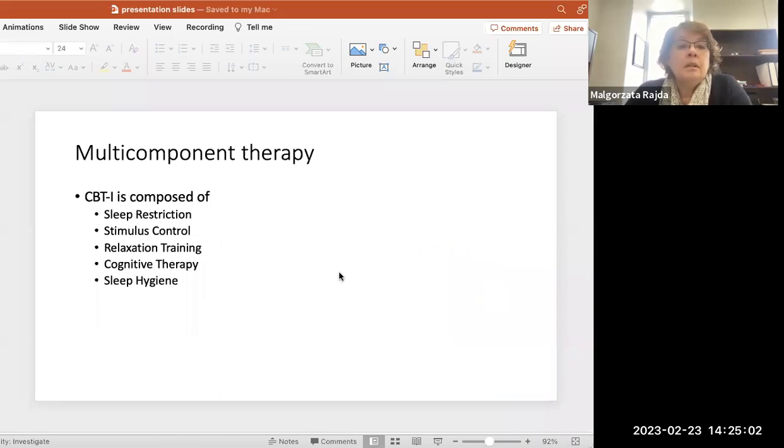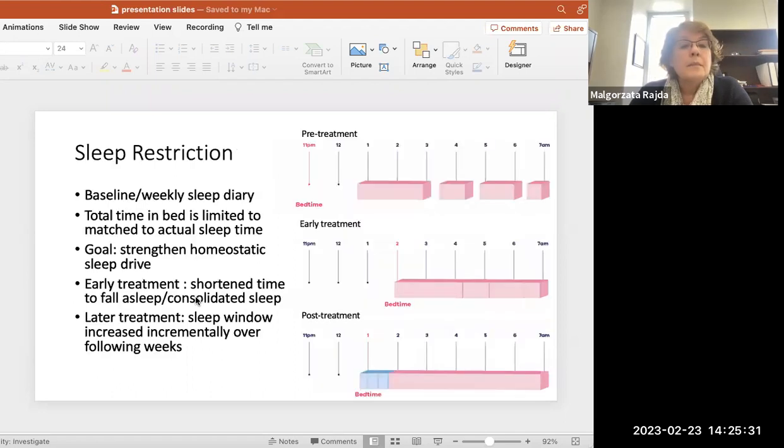The therapy consists of several techniques listed here from top to bottom, how effective they are. So sleep restriction and stimulus control are the most important and account for most of the gains. Relaxation training and cognitive therapy are also important parts of therapy, and I will have something to say about sleep hygiene. So what is sleep restriction?